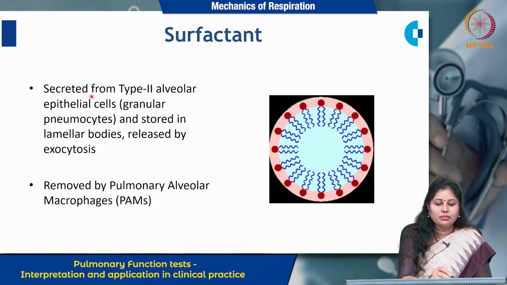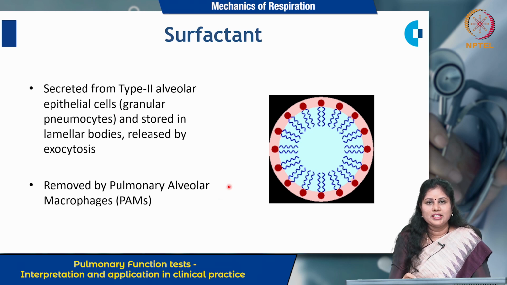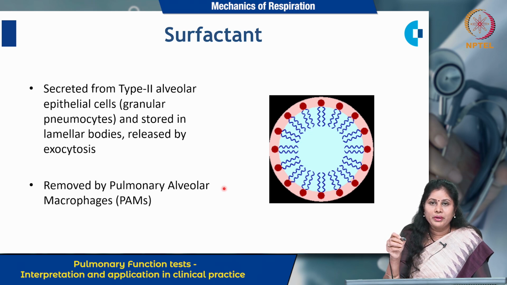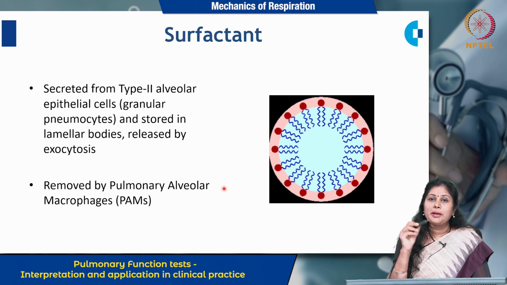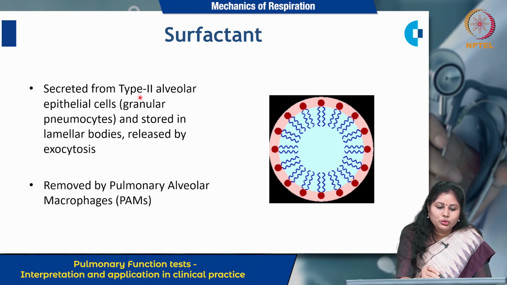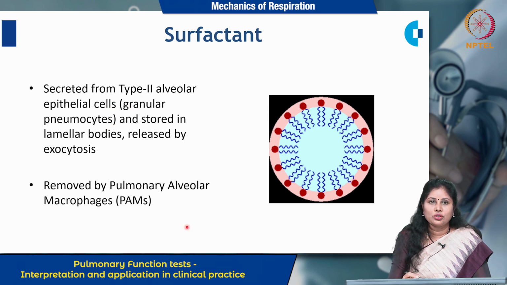They are secreted from the type 2 alveolar epithelial cells. Remember, the alveoli have a basement membrane and two types of cells. One is a type 1 cell and the other is a type 2 cell. We call them pneumocytes as well. The type 1 cell is predominantly involved in gas exchange, whereas the type 2 cell is actually secreting this surfactant molecule.